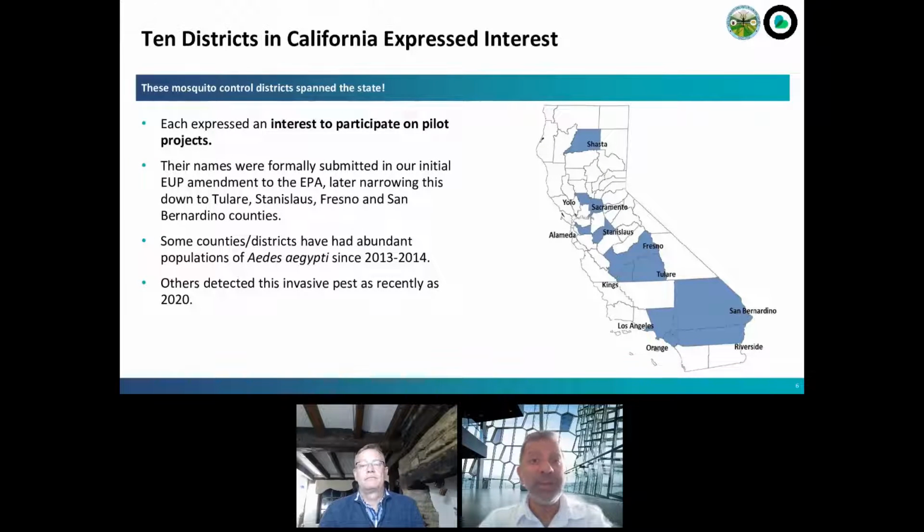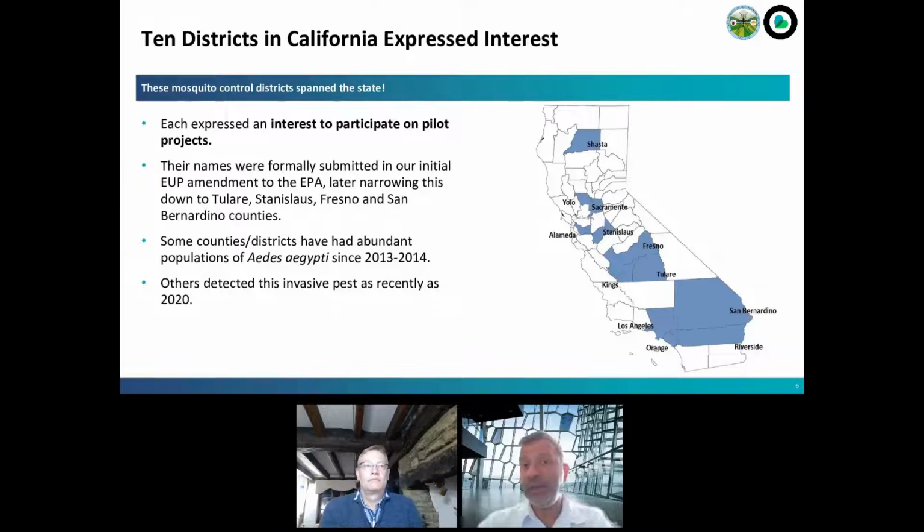About a year ago, 10 different mosquito control districts in California expressed interest in us actually coming here. They were interested in participating in pilot projects, but the practical aspect is there is no way we have the manpower to do all of that for California. So we really settled on a Goldilocks spot.